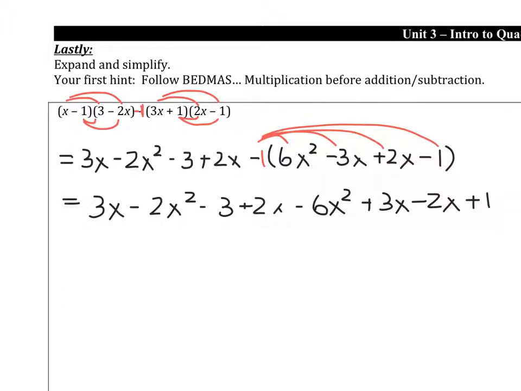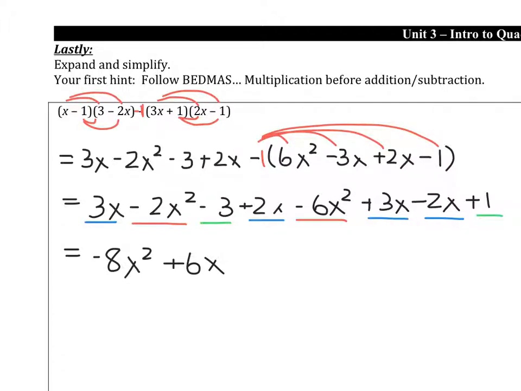And now we can collect our like terms. So for my x squared terms, I have a negative 2 and a negative 6, which becomes negative 8x squared. And then I have a 3x, a 2x, a 3x, and a negative 2x, which gives me 6x in total. And then for my constants, a negative 3 and a positive 1, which takes me to minus 2. Okay, just really be careful with your signs here so that you don't make a silly mistake later on, because that would be unfortunate.